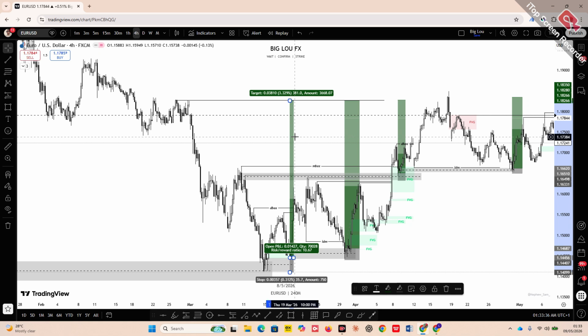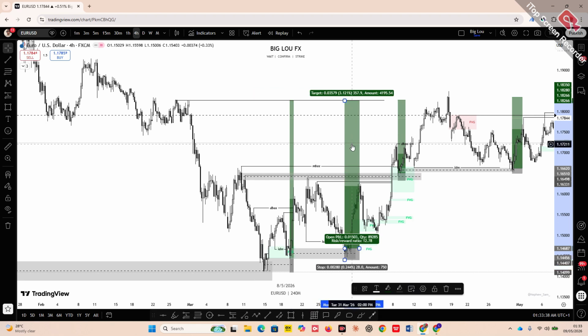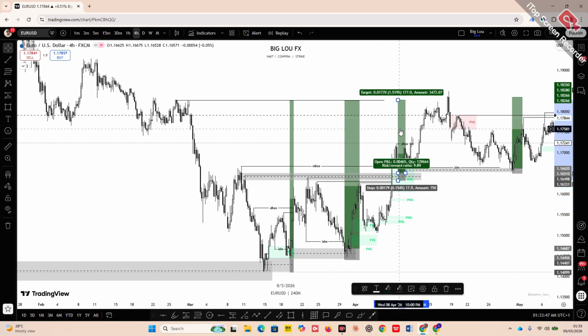So this trade is giving us 1 is to 10.67. This one gave us 1 is to 12.78. This one gave us what? 1 is to 9 point what? 9.89.